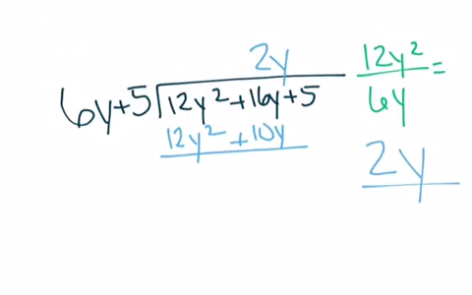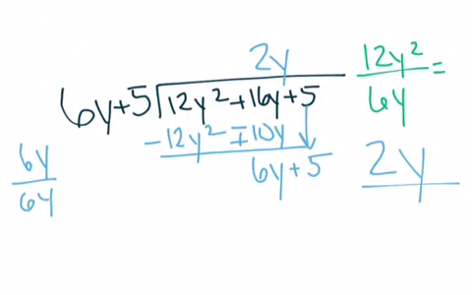Now again, just because we're multiplying positive numbers, that's great, but now we have to actually subtract these, just like in a typical long division problem. So 12y squared minus 12y squared is going to give us 0. Those are going to cancel out. 16y minus 10y is going to give us positive 6y. Bring down that positive 5. Same thing, okay? So now let's take the first term of the partial dividend, 6y, divided by the first term, 6y. That cancels and gives us a positive 1.